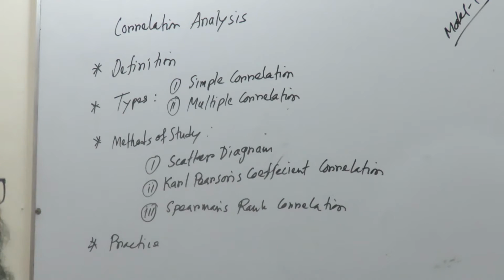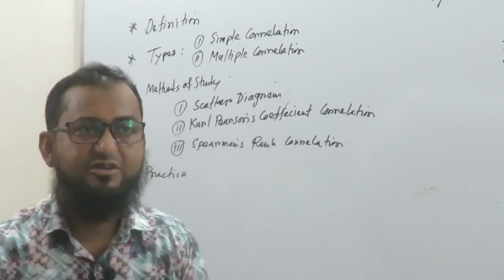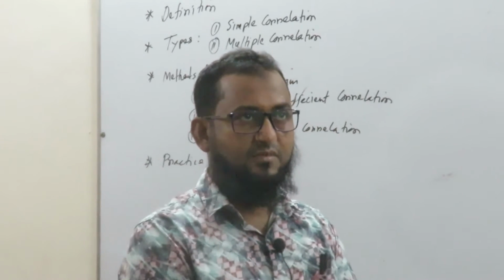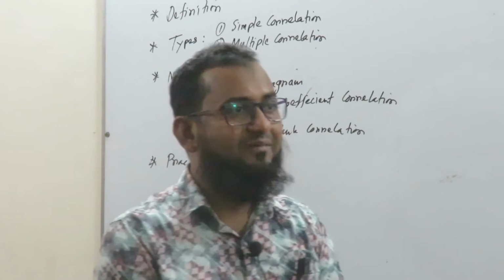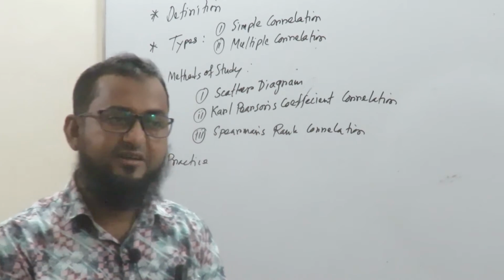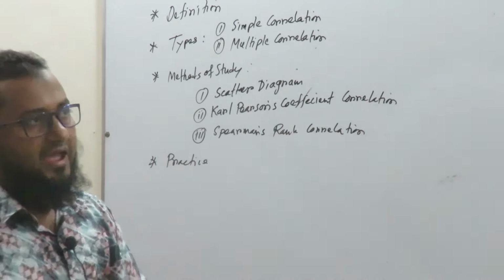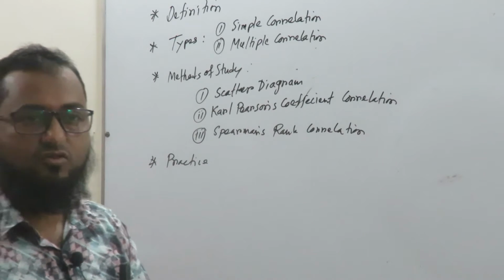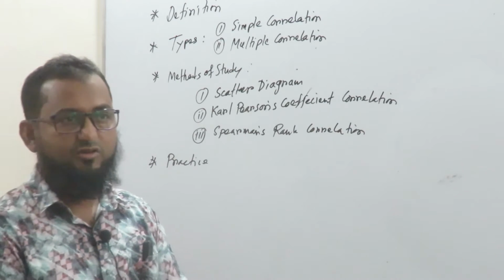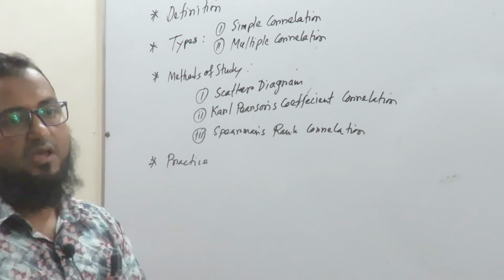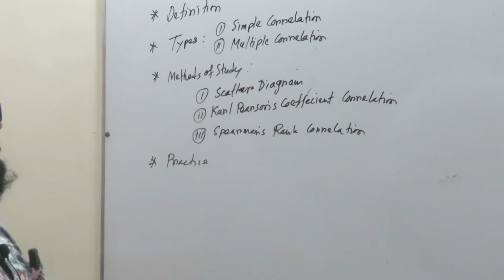Correlation. What is correlation? Simply, correlation is the relationship between two or more variables. By correlation, we are able to find or determine the relationship between two or more variables. And with the help of statistical tools, when we are able to calculate the relationship between two or more variables, then we call it correlation analysis. This is the definition of correlation.